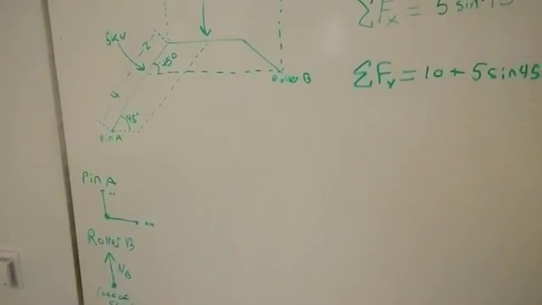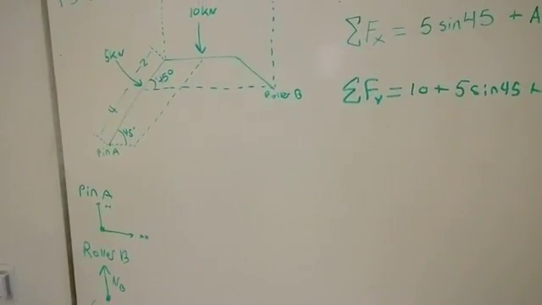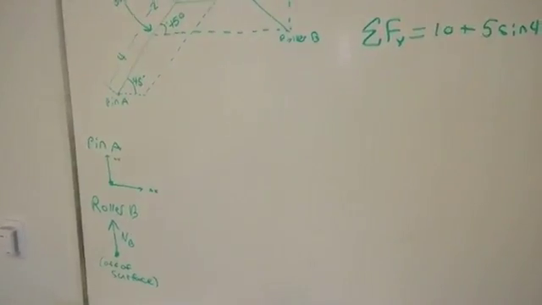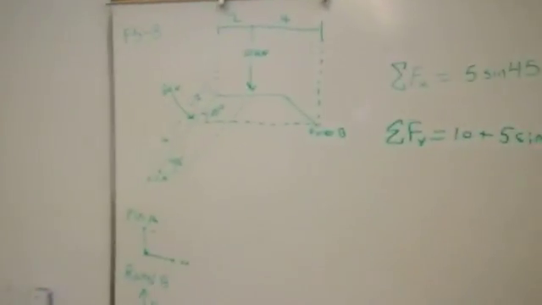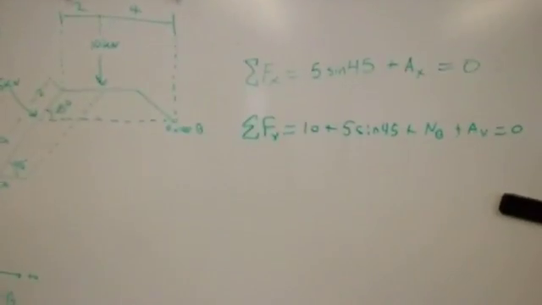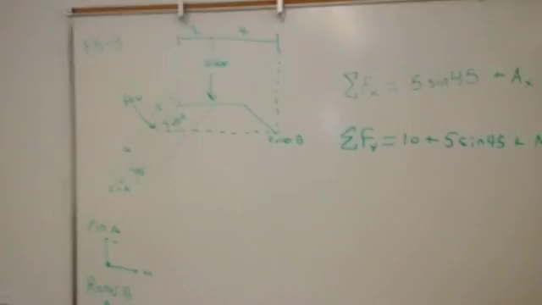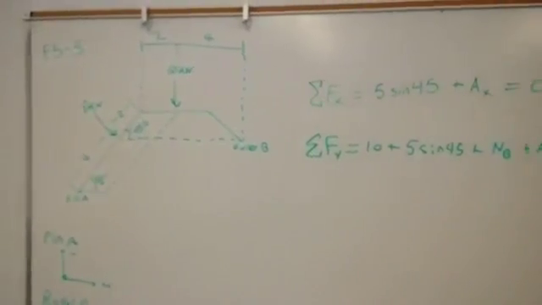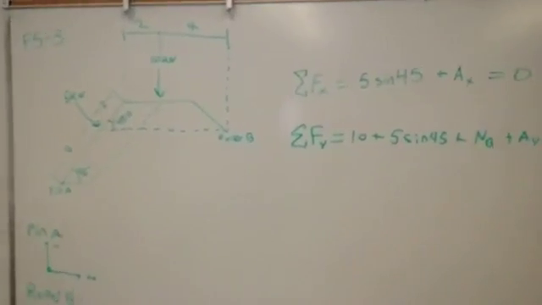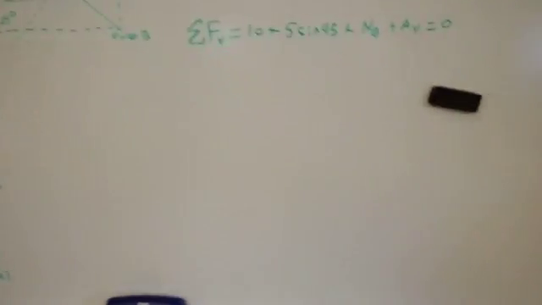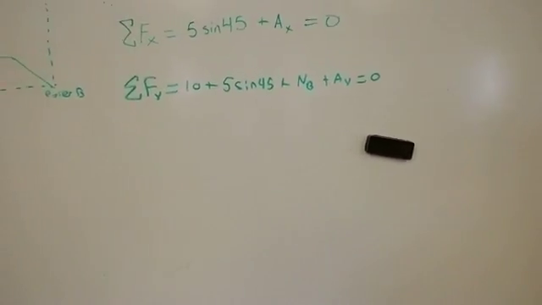F5-3, okay. You're trying to find the reactions at the supports, right? AX, AY, and NB. You laid it all out. You got 5 sine 45 plus AX equals 0. You got 10. Is that a minus 10? Should be. It's going down.